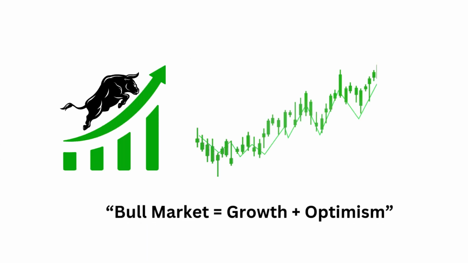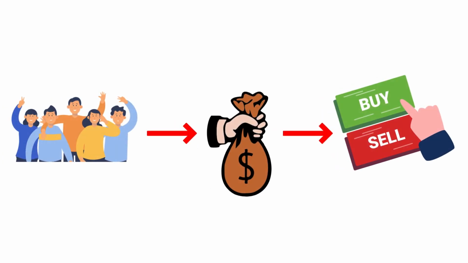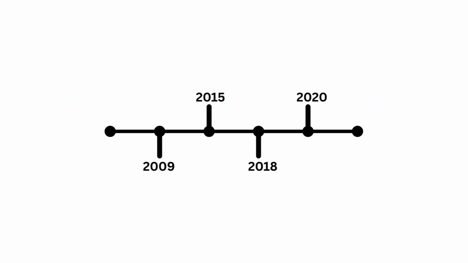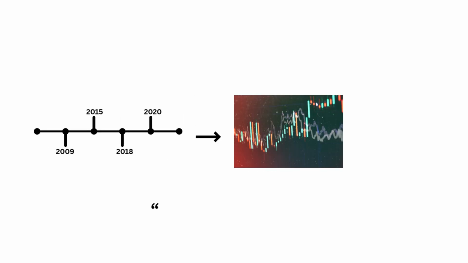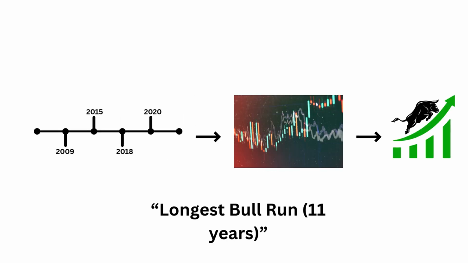Bull market. Bull market means stock prices are rising and people feel confident about the economy. It's a time when investors are optimistic and buying more. From 2009 to 2020, the U.S. stock market experienced one of the longest bull markets ever.